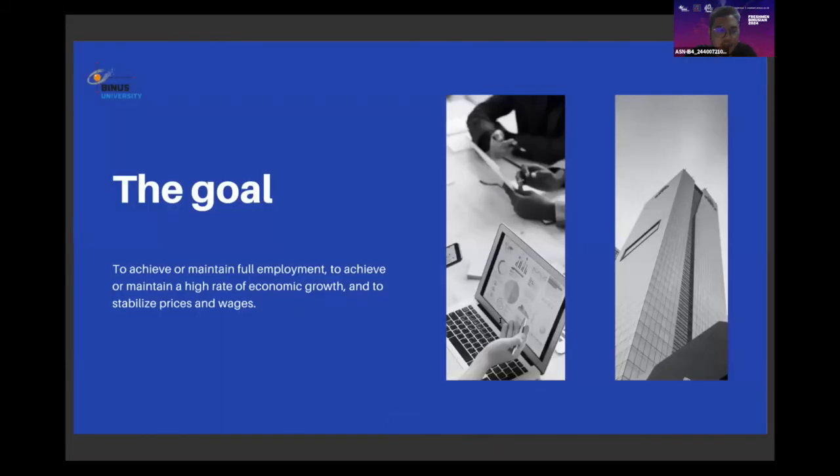The goal is to achieve or maintain full employment, to achieve or maintain a high rate of economic growth, and to stabilize prices and wages. It also has 3 purposes: economic growth, economic stability, and lowering the unemployment rate.